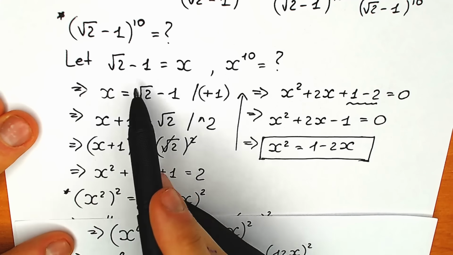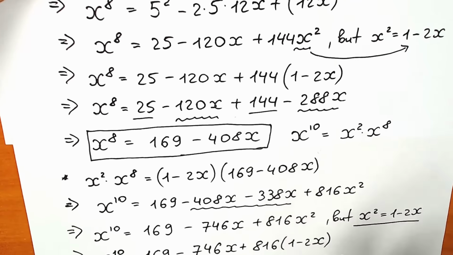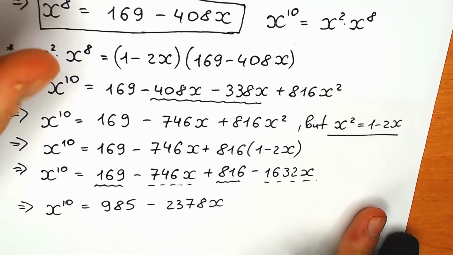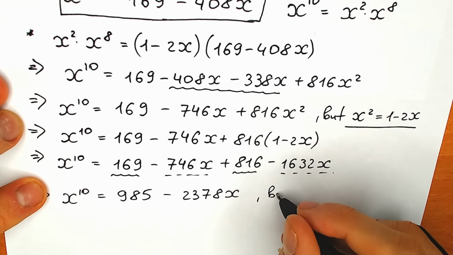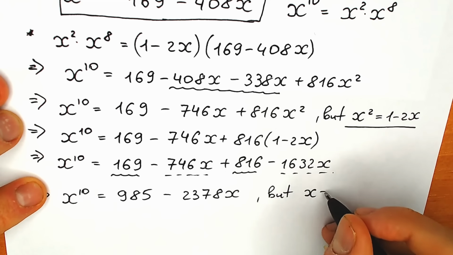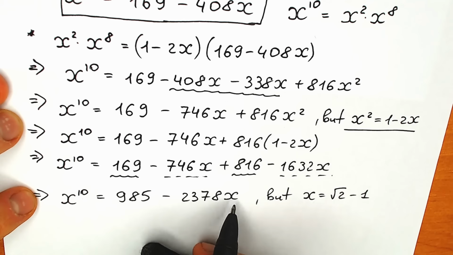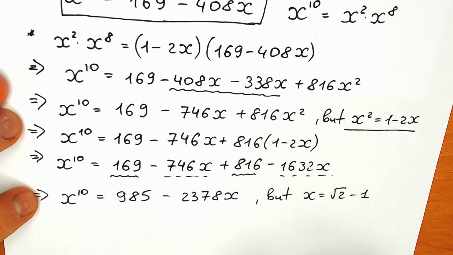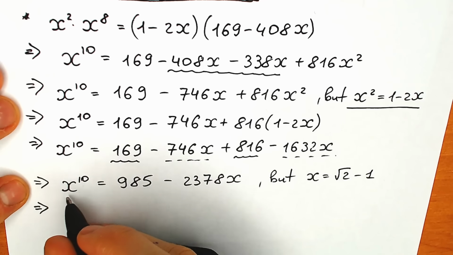Just remember this expression, x equal to square root of 2 minus 1. Right now, let's go back right here, square root of 2 minus 1. And here's our expression right now, this one. So we can write x equal to square root of 2 minus 1. And right now, instead of this x right here and right here, we plug in square root of 2 minus 1.